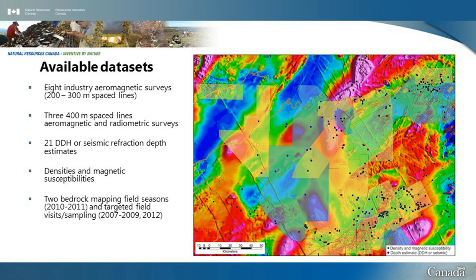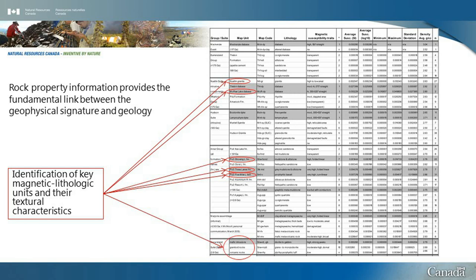I also did two field seasons here and hounded the geologists to get density and magnetic susceptibility on all of the rock, so I ended up with over 1,000 rock property measurements in this area. It was really good for constraining the connection between the geophysics and the geology. This rock property information provides a fundamental link between the geophysical signature and the geology. By collecting it and working with the geologists, we were able to identify the key magnetic lithologic units we'd be looking for underneath the sedimentary cover.